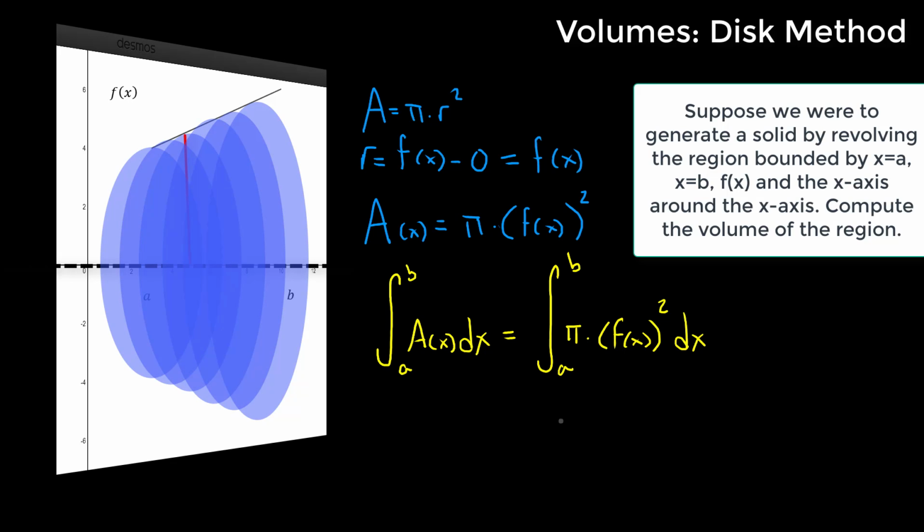One thing I do want to point out is that we can look at this constant pi and pull it out of the integral, leaving us with pi multiplied by the definite integral from a to b of f of x all squared with respect to x. Just like that.